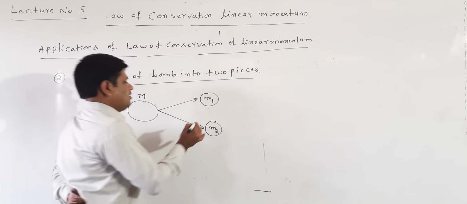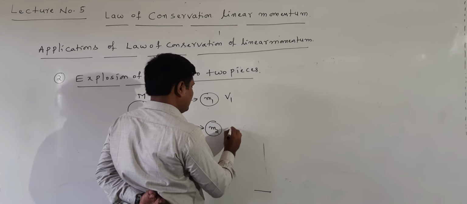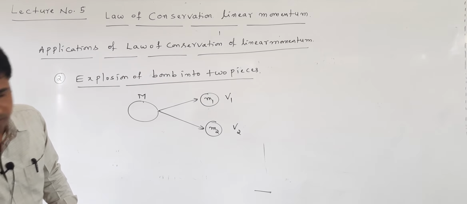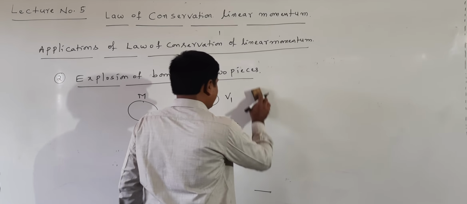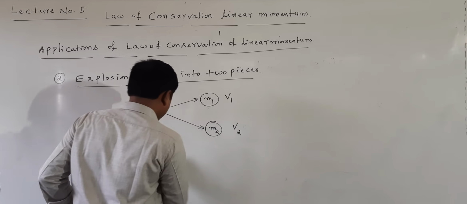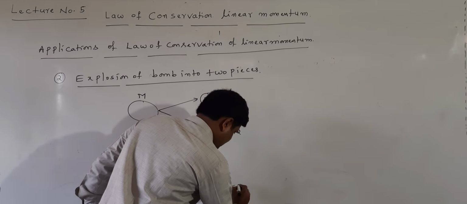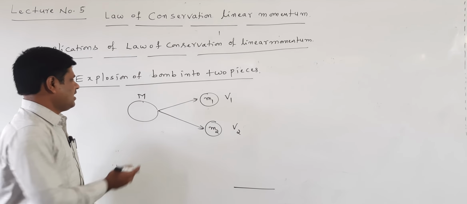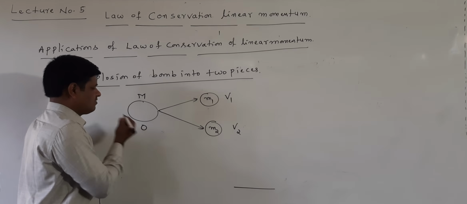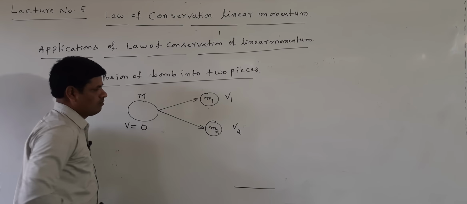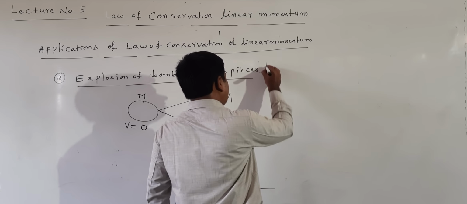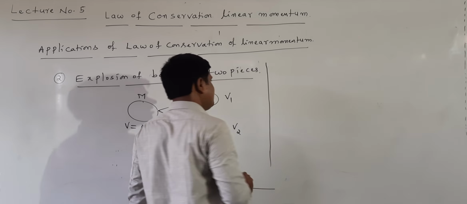Now, after the explosion, this piece moves with velocity v1 and this one moves with velocity v2. When dividing into two pieces, both get velocities, one with velocity v1 and the other with velocity v2. Initially the bomb is at rest, which means its velocity is 0.